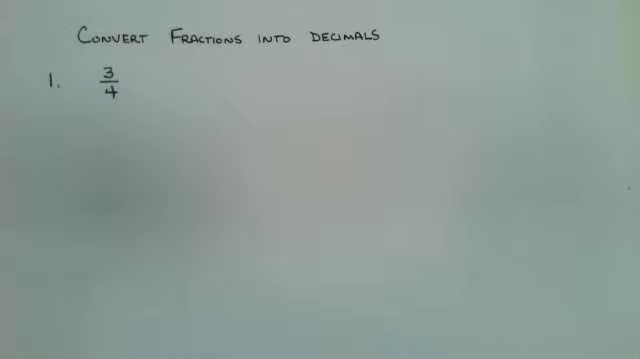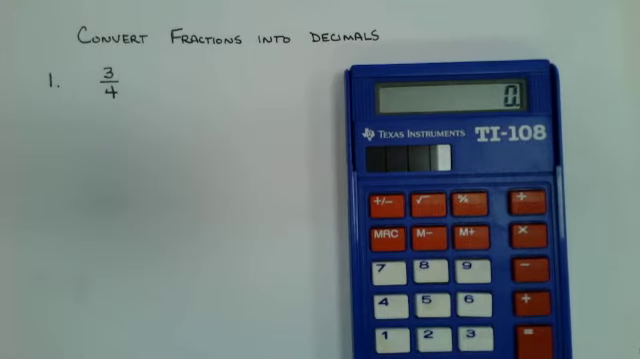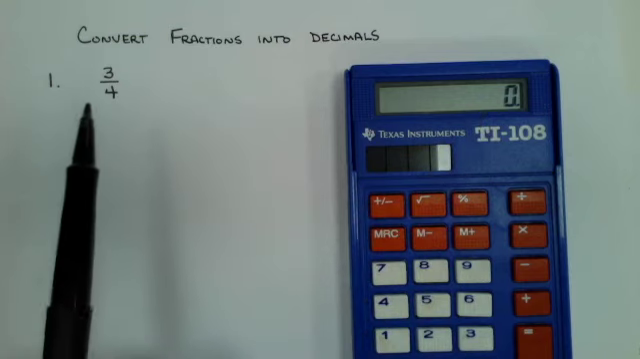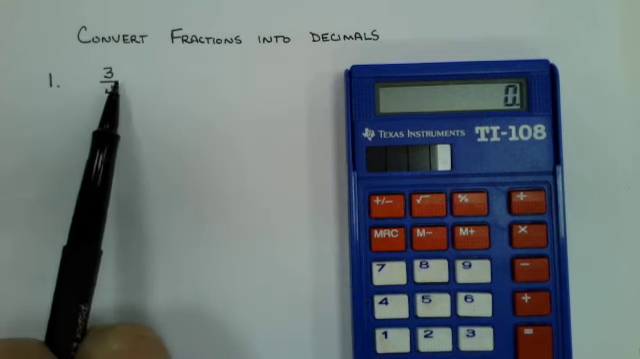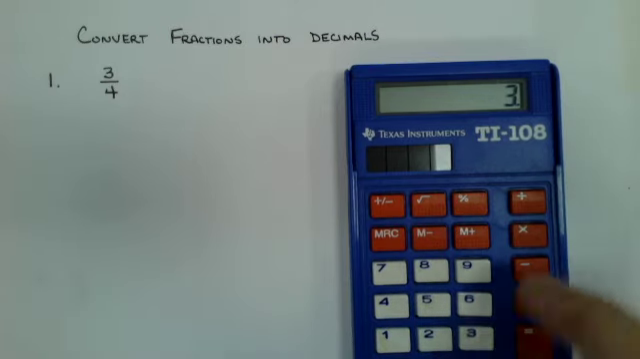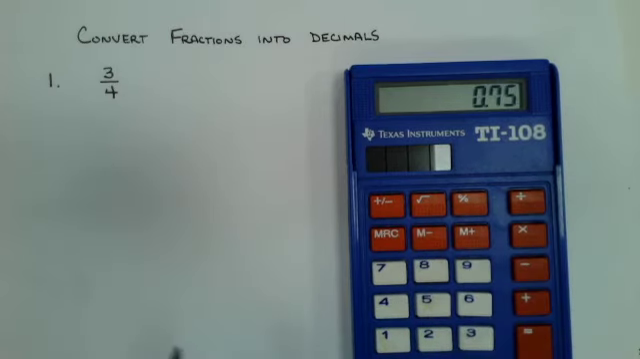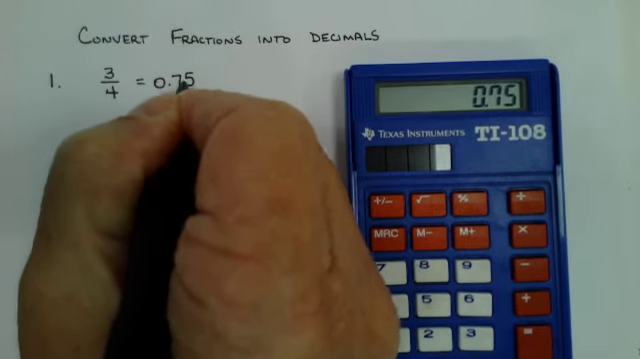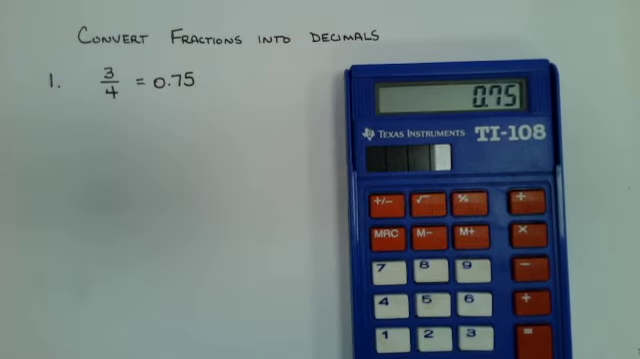Now we're going to talk about converting fractions into decimals. To do that, I simply use my calculator. I take the top number, put it first in the calculator, and then divide it by the bottom number. And that's what that division bar means. I'm taking 3 and dividing it by 4. So 3 divided by 4 equals 0.75. That's how easy it is to take a fraction and convert it into a decimal.